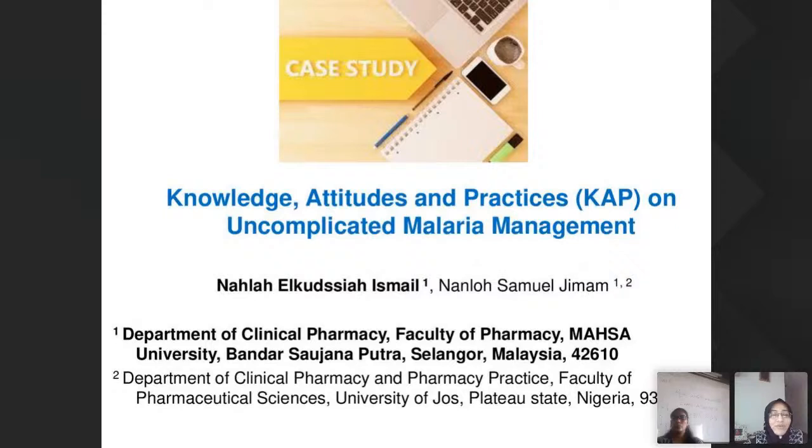From the title, it can be seen clearly that this study would like to assess the knowledge, number one. That will be your construct and your domain. Number two, the attitudes. Number three, the practice. I use the short form KAP. This KAP is looking into uncomplicated malaria management. Malaria, as all of you know, can be complicated or uncomplicated, so we have developed the instrument to be very specific to cater to uncomplicated malaria.